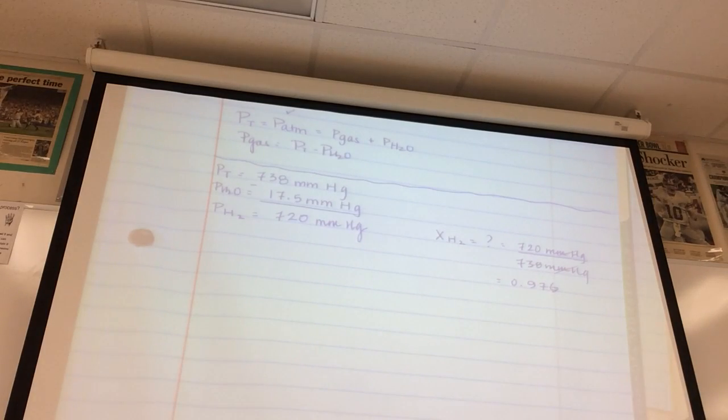What would have been the mole fraction of the water? 0.024? Yeah. Okay. Piece of cake, right? All right.